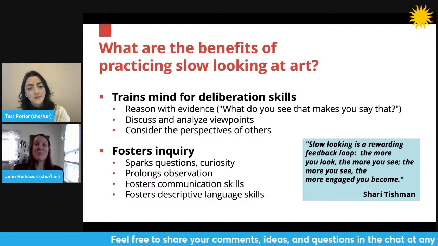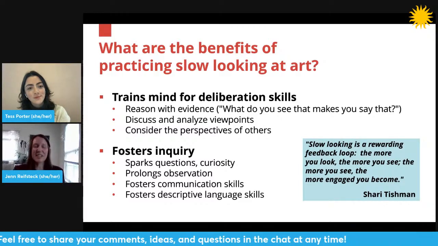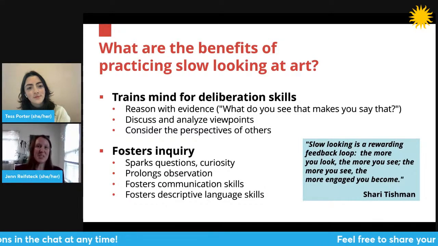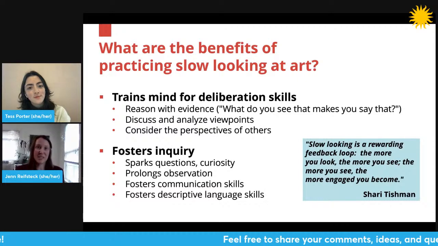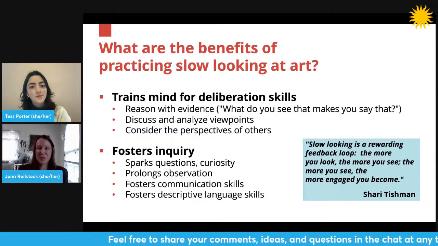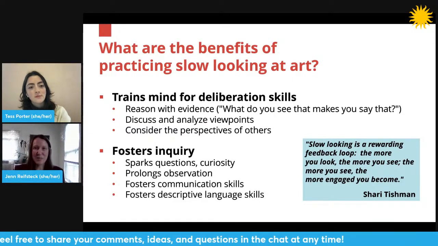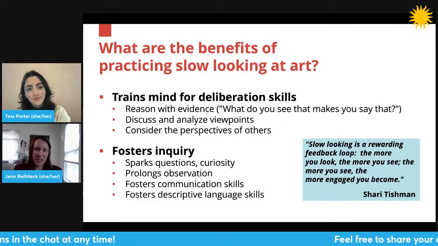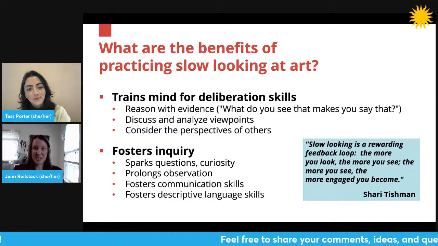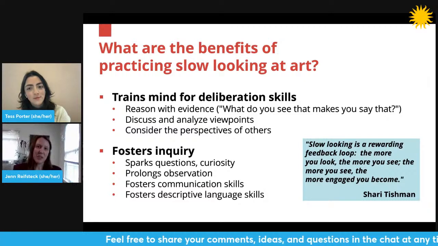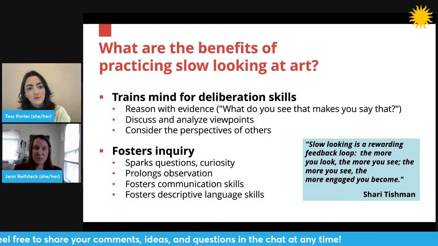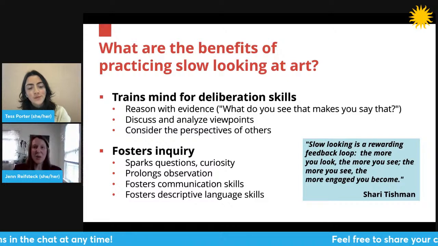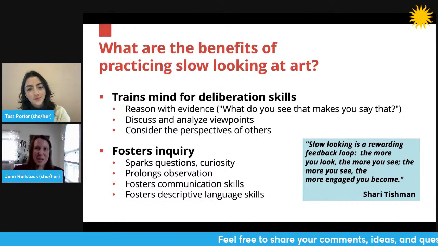So here you're stepping inside the work of art. You're visualizing yourself in the art. When you share your observations with other learners, you're understanding other people's perspectives and you're learning about their interpretations of the work of art. And again, that's that rewarding feedback loop. And in this, the slow looking, like I said before, it encourages curiosity. It really increases your descriptive skills in how you communicate about what you see, how you describe what you see. So these are just a few examples of the benefits of the practice.